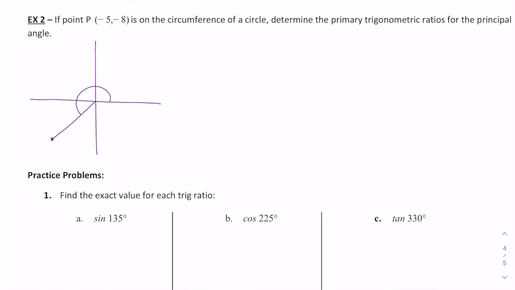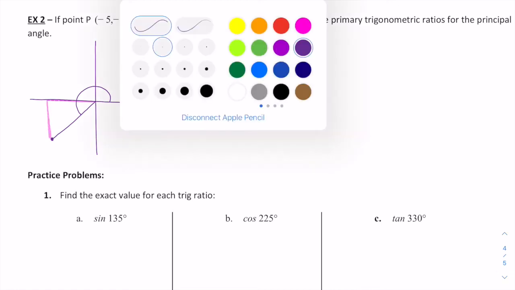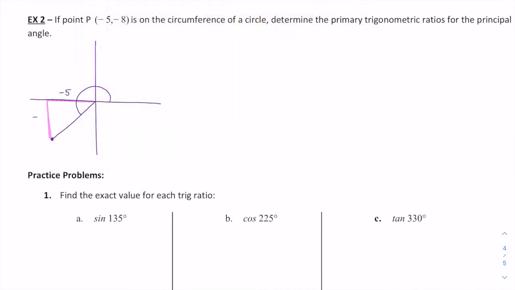So let's start by using our Pythagorean theorem in order to find the lengths of the sides of our triangle here. So we have -5 here, -8 here, like this. And now we're going to use the Pythagorean theorem to find our hypotenuse. So we have a squared plus b squared equals c squared, 5 squared plus -8 squared equals c squared, 25 plus 64 equals c squared. And we'll have 89 equals c squared, so root 89 equals c. So now we have that root 89 is our c.